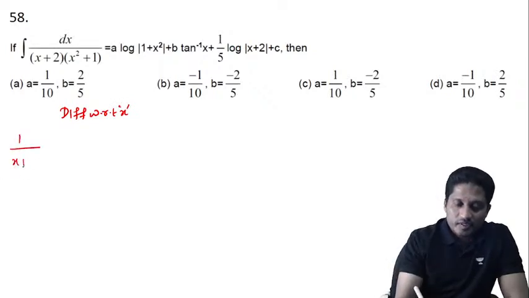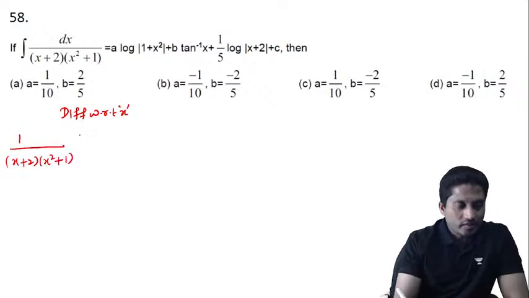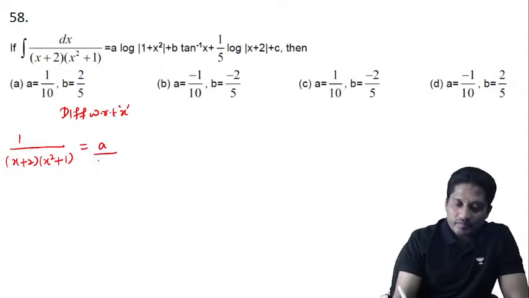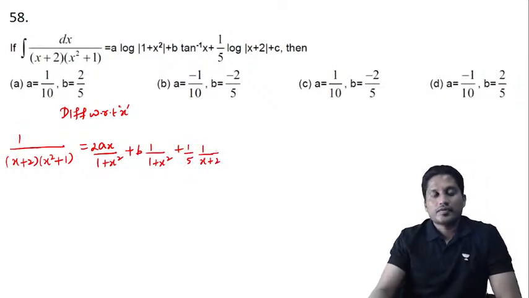You get 1 by x plus 2 into x square plus 1 is equal to, if I differentiate the denominator, log of 1 plus x square is 1 by 1 plus x square. Differentiation of x square is 2x, so this is 2ax. B times differentiation of tan inverse of x is 1 by 1 plus x square. 1 upon 5 log x is 1 by x. And c is a constant, it is 0.